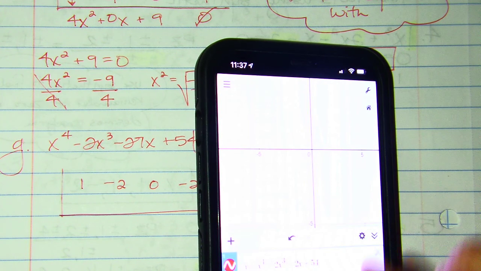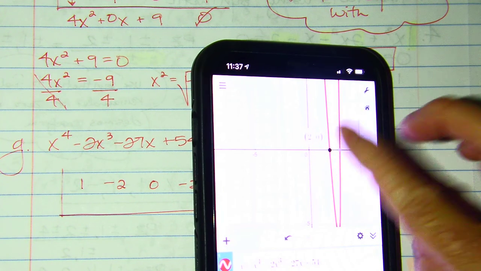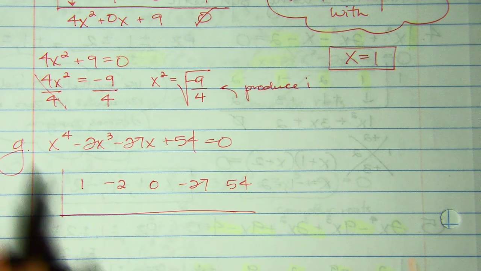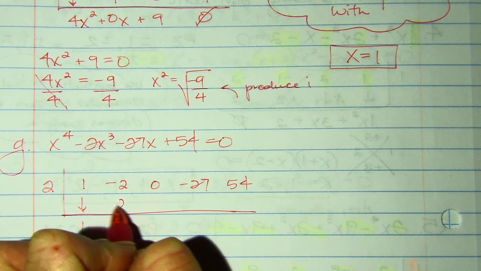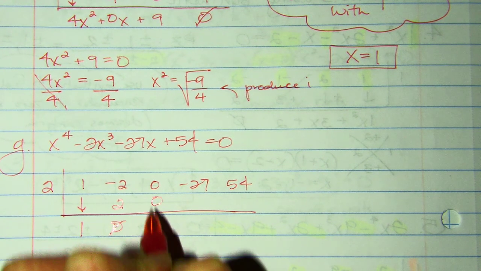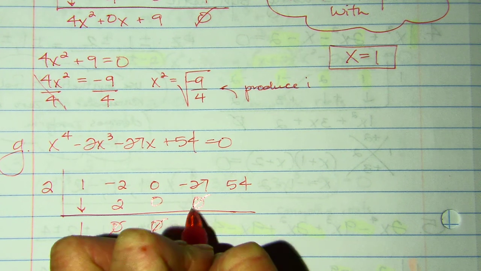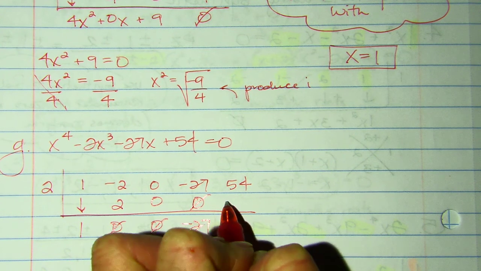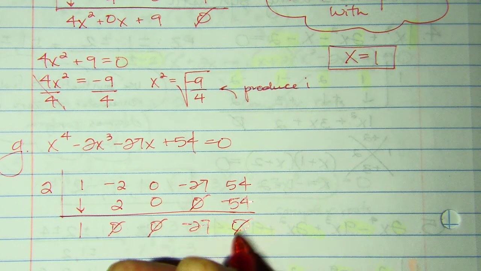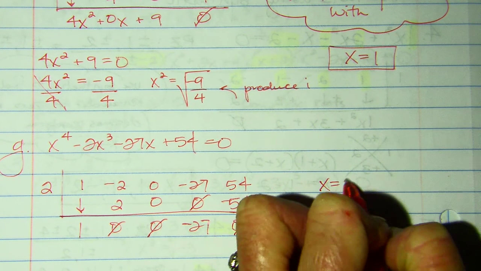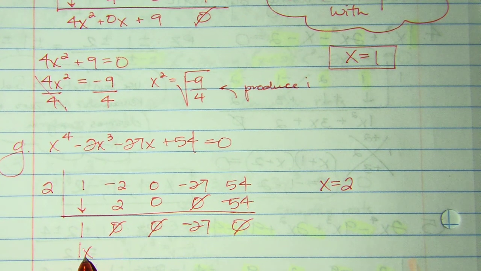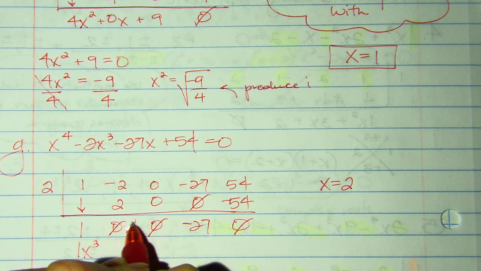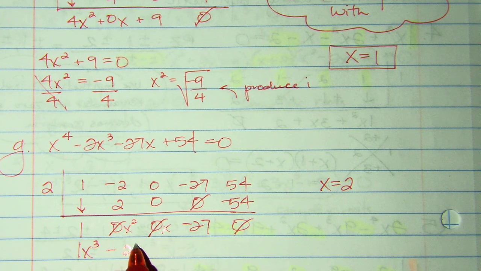Oh, this should be 27. There we go. And I see that I have a nice 0 at positive 2. So bring down the 1, 2, 0, 0, 0, 0, negative 27, negative 54, 0. So I know x equals 2. This gives me 1x cubed. I have 0x squared, 0x minus 27.